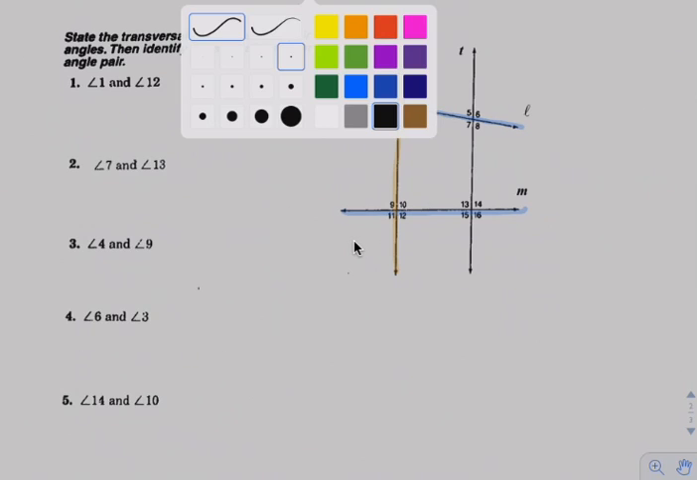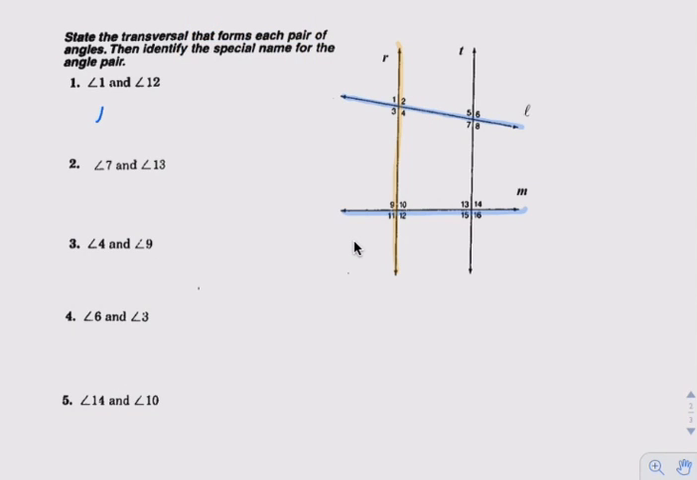So when you're answering these, you're going to first state the transversal, which these are supposed to be cursive letters, so lowercase r, and then how are 1 and 12 related? Well, they're alternate exterior angles.